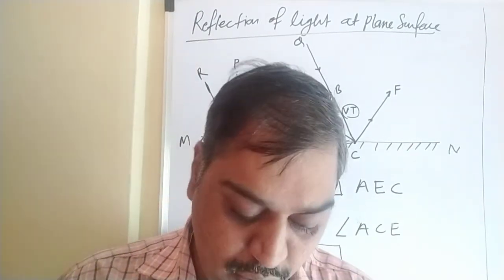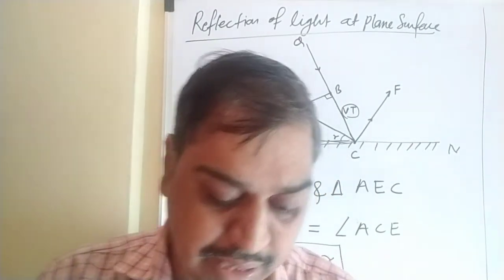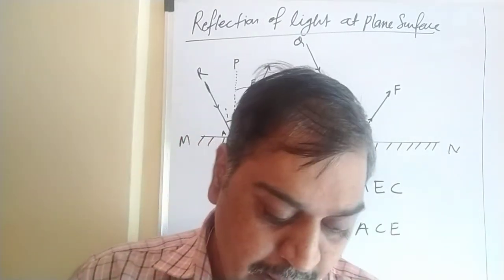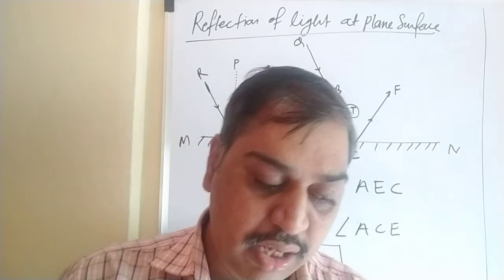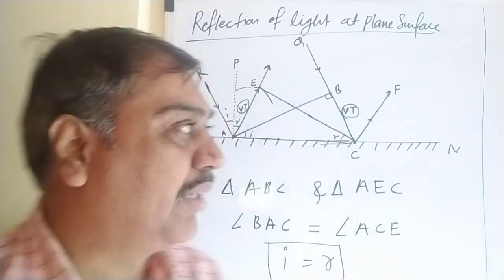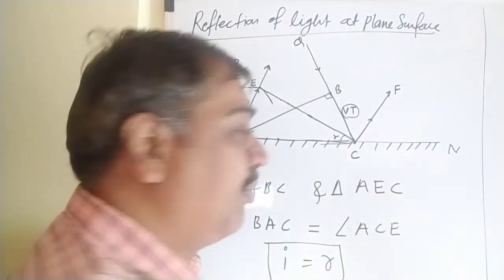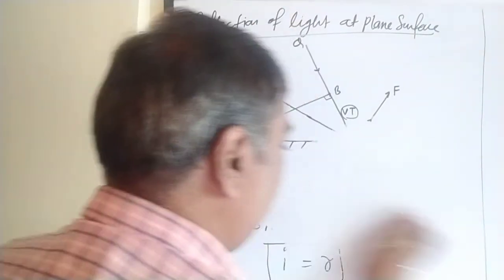Now the next one is what? Refraction. That point is eliminated from your syllabus this year. The next topic is polarization of light. That also has been reduced this year. Now directly we go to the next topic, which is interference of light. How the light gets interfered with each other.